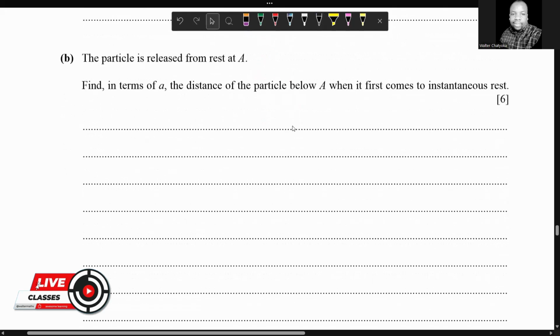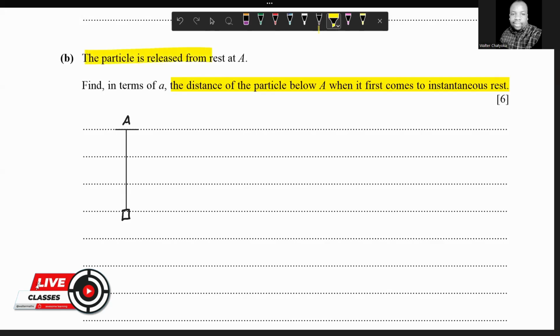Now we go on to part B. On part B, they say the particle is released from rest. Find in terms of A the distance of the particle below A when it first comes to instantaneous rest. Remember, A is the point from which the particle is projected. So it is projected from A, and it is going to go downwards until it comes to an instantaneous rest. But remember, it was also released from rest at A.